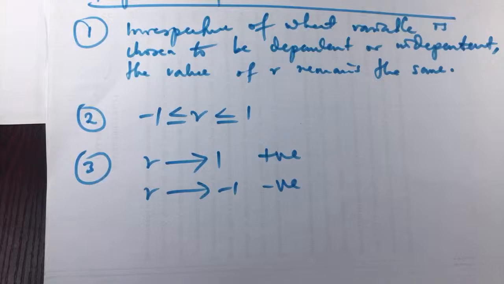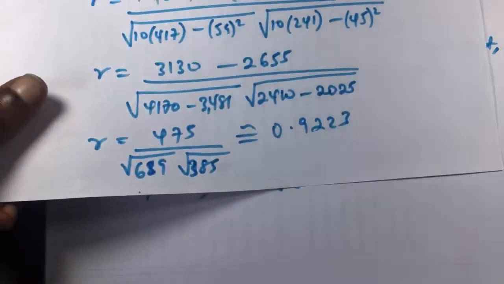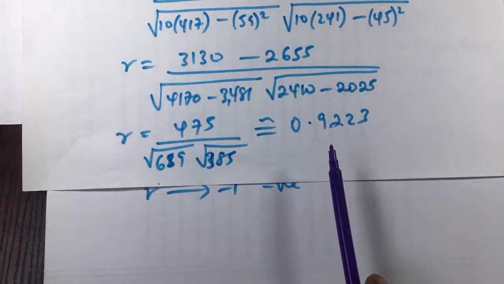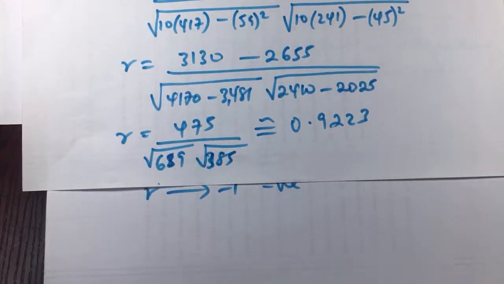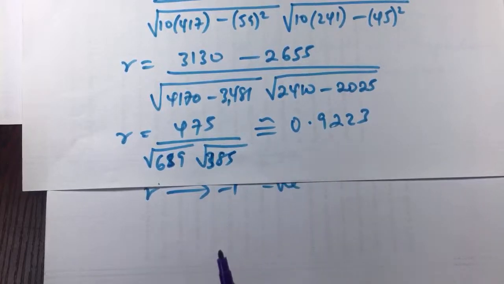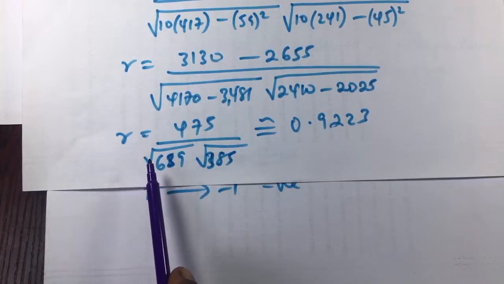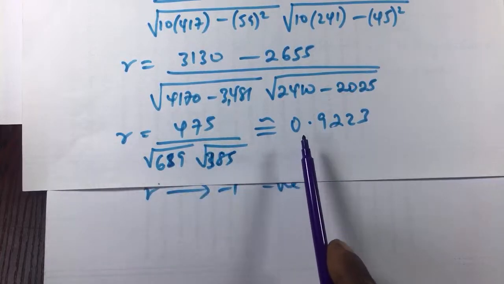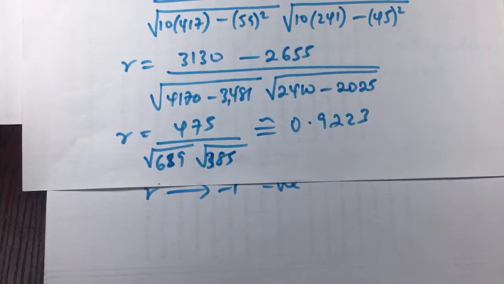Thank you very much. So the closer your value is to 1 and the closer your value is to -1 tells whether your result is negative or positive. And you must take note of that. Now, based on these properties, if you want to conclude on the relationship between X and Y, judging by R giving us 0.9223, we say statistically that the relationship between X and Y is strong and positive.